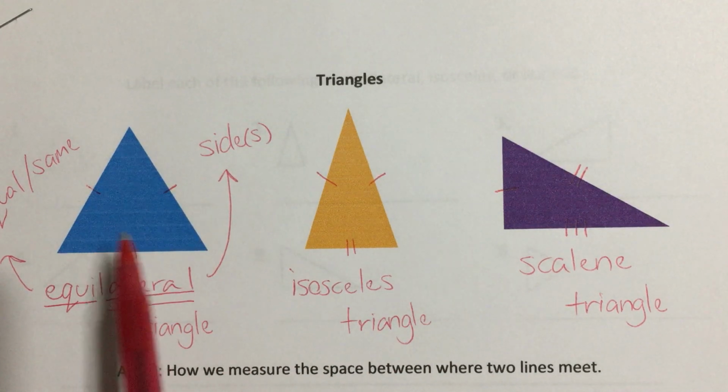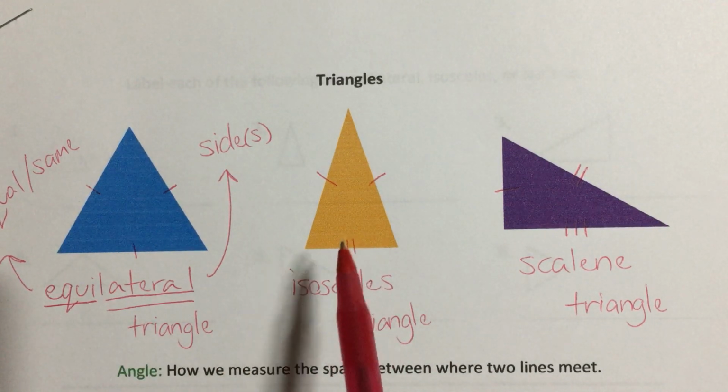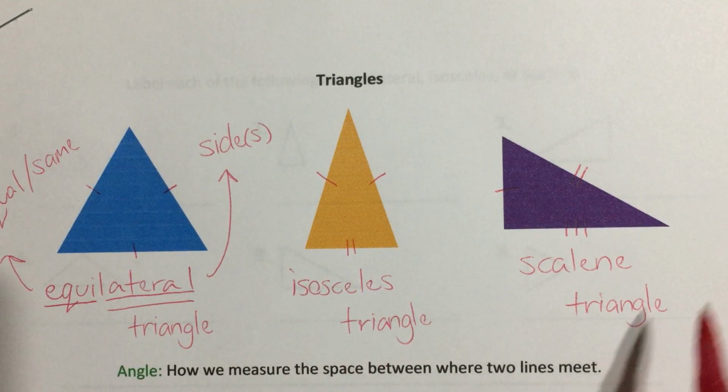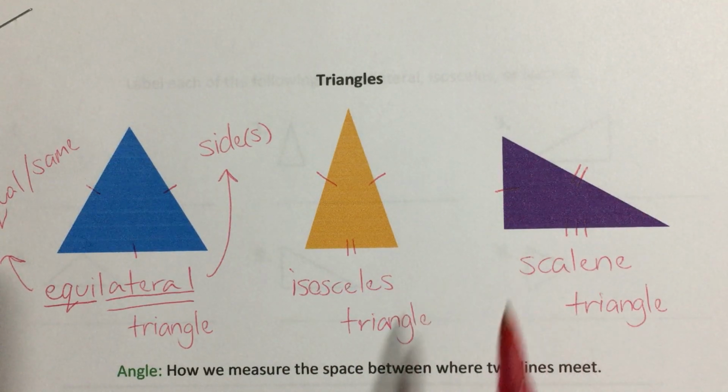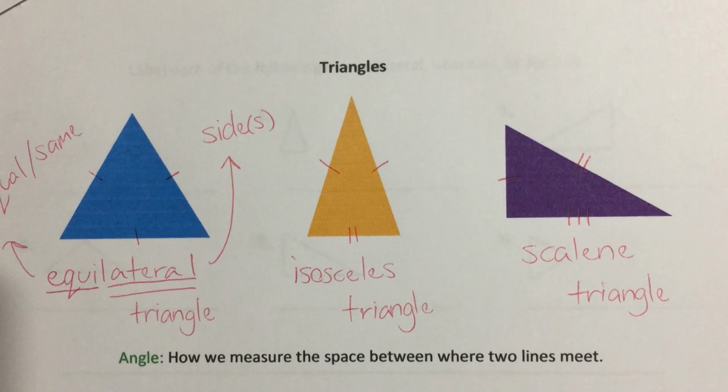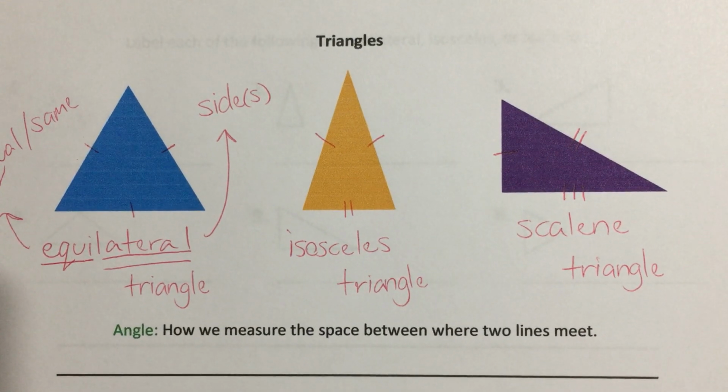But equilateral, all three sides are the same length. Isosceles, two of them are the same length. One is different. And scalene, all three sides are different. They all three have different lengths. Okay. Equilateral, isosceles, scalene.